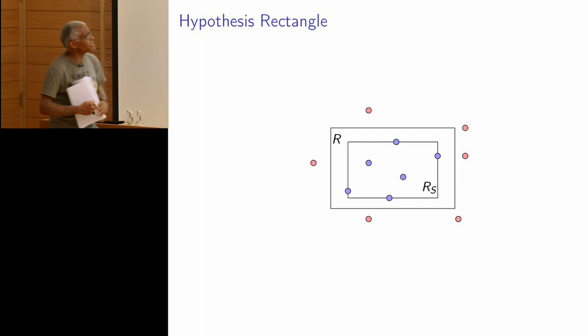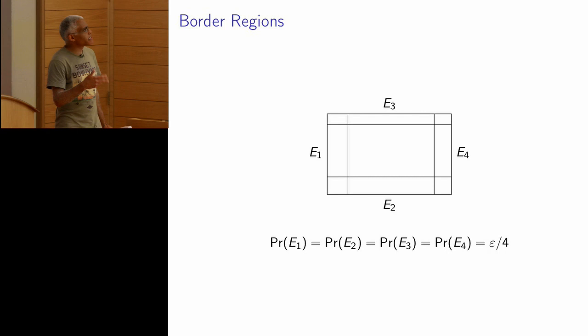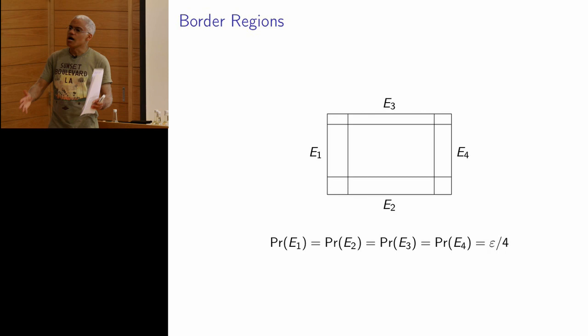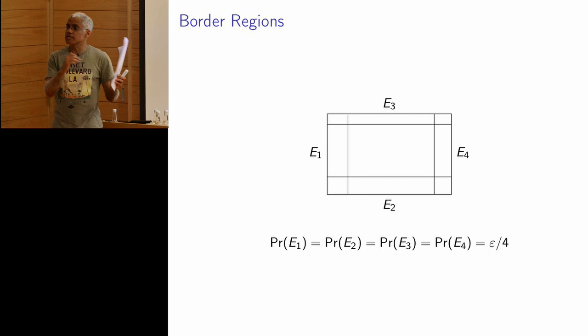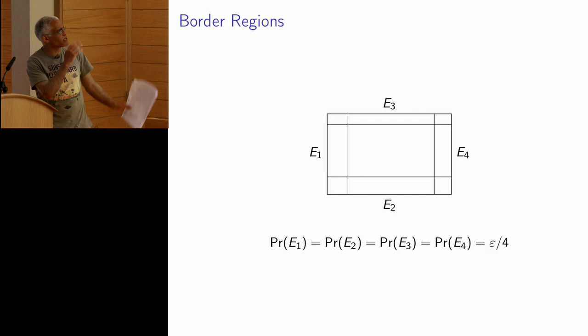And what I want to say is that with this procedure, if my sample is big enough, I'm going to get an accurate hypothesis with high probability over the sample. So I want to give you a brief argument that what I've just described is a PAC learning function for a large enough sample.